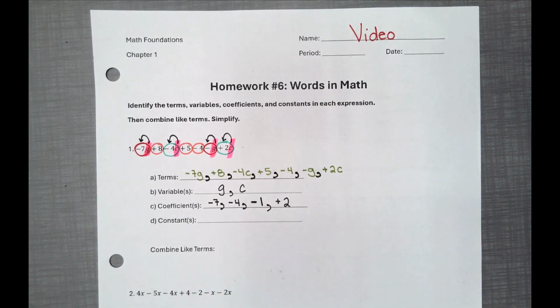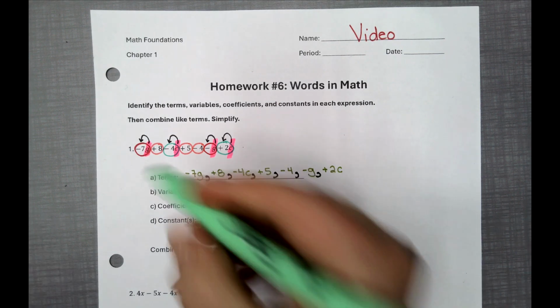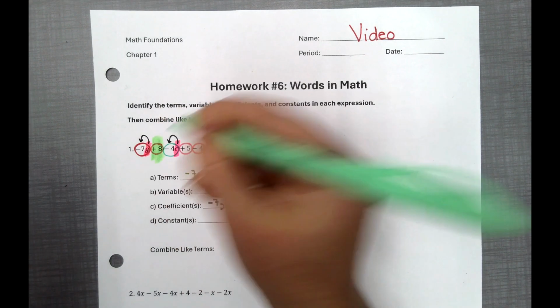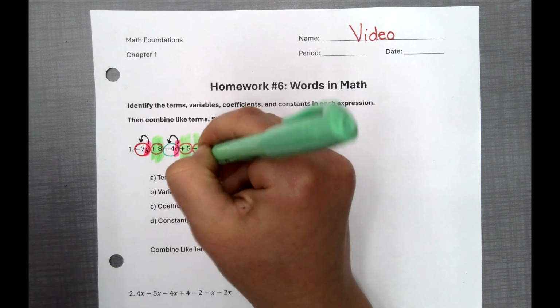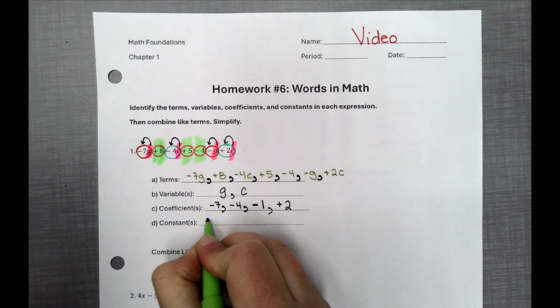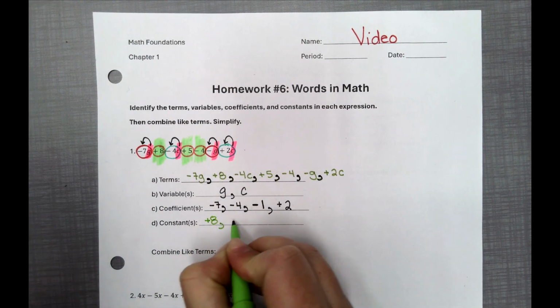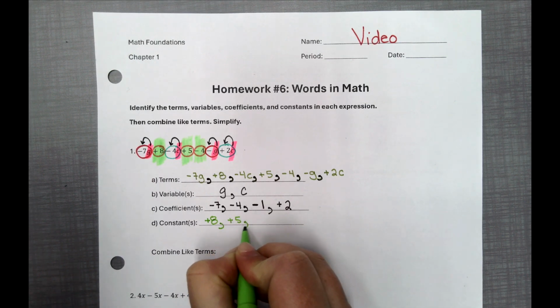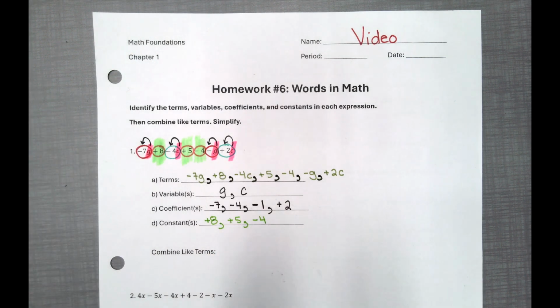These are the coefficients. Now, notice that there are some things that we did not touch, and that was this 8, this 5, and this -4. These are called constants because there is no variable. There is no letter next to them. So I have a +8, comma, +5, comma, and a -4 as a constant.